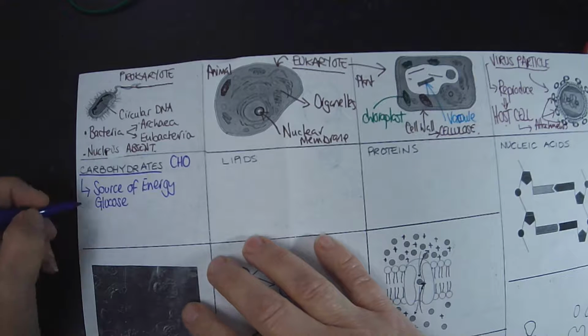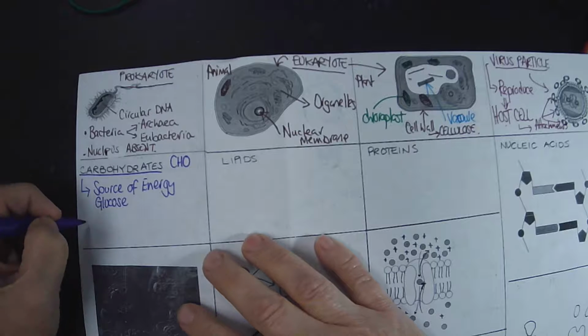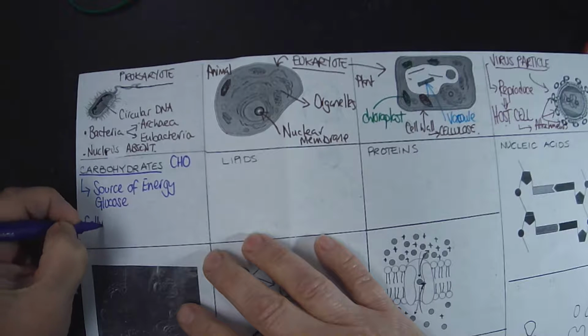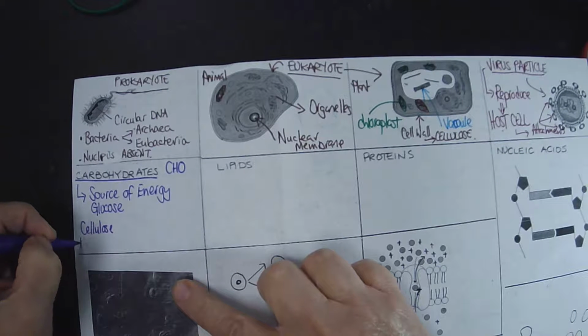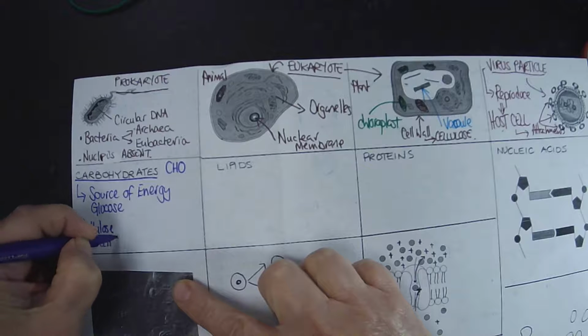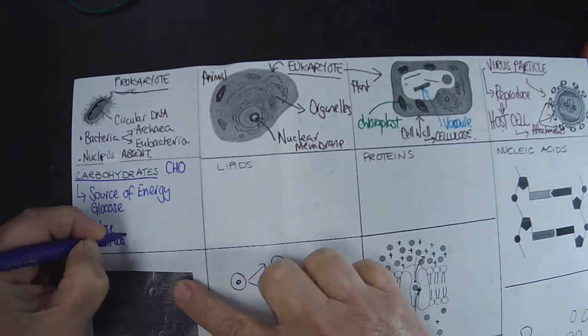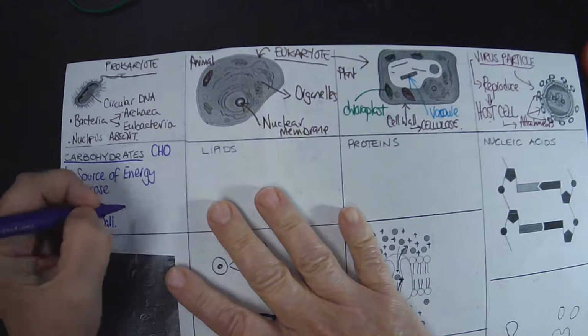So we use them for energy. There are some other things that glucose is used for. For example, cellulose. Cellulose is what we talked about. That is plant cell walls. Okay, it's a structural carbohydrate that is incredibly important, incredibly strong.